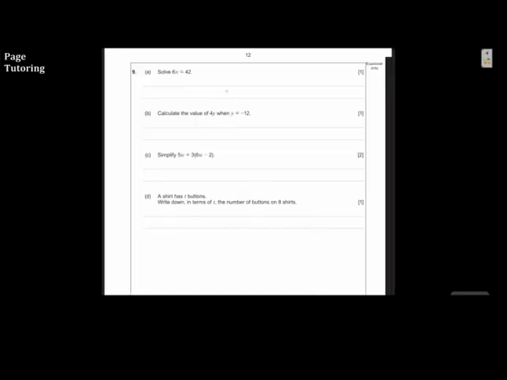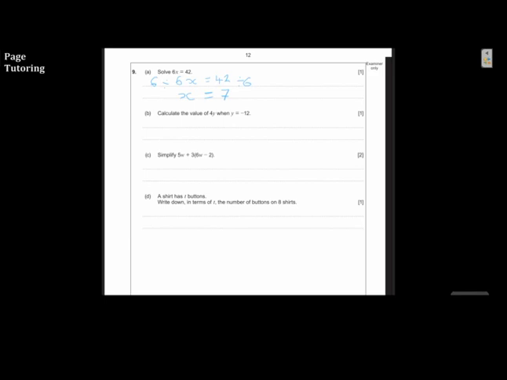Question 9. Just at a glance, we can see we've got a lovely bit of algebra here. So now if I zoom in to 9a, solve 6x equals 42. So we want to get x on one side on its own to find out what its value is. We're going to do the same thing to each side of this equation. So 6x equals 42. We're going to divide by 6 to get rid of that 6 in front of the x. So that would give us x equal to 7. And that's the end. You've solved that equation.